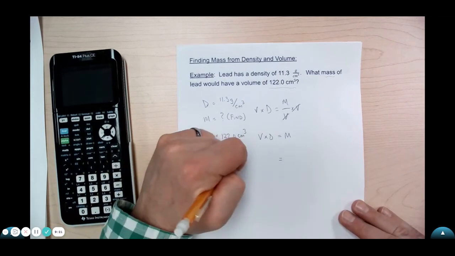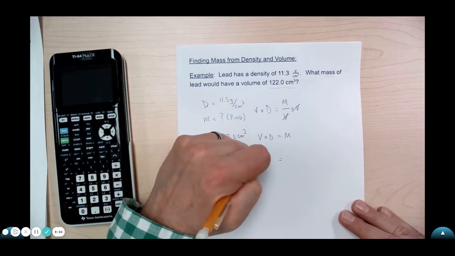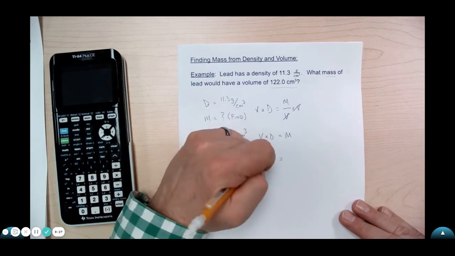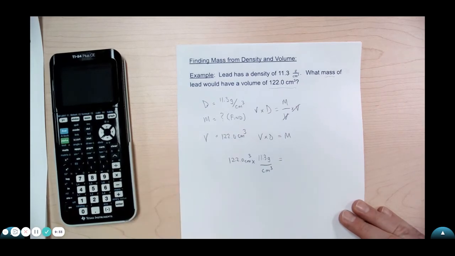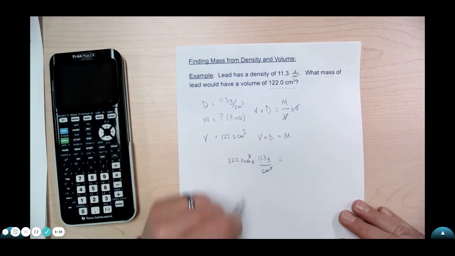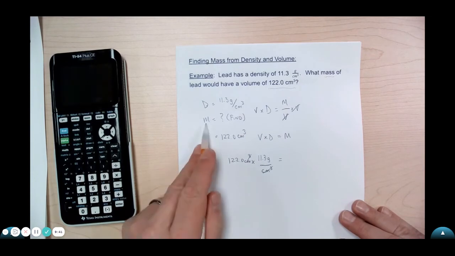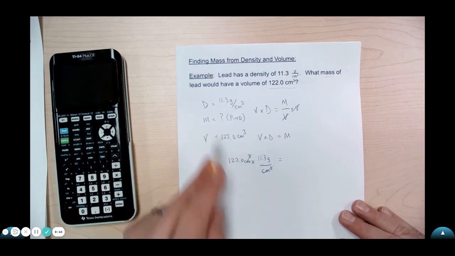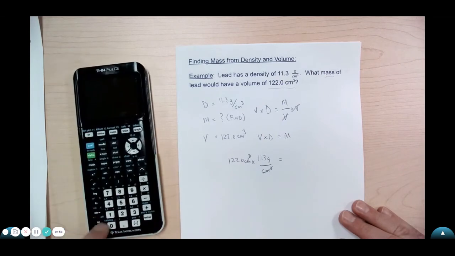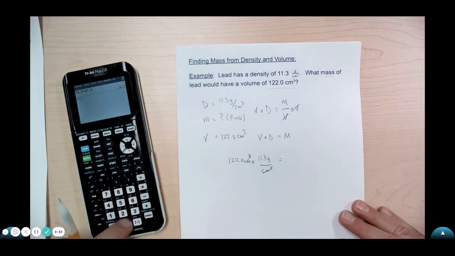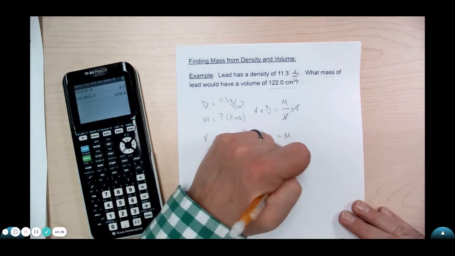So my volume was 122.0 cubic centimeters. My density is 11.3 grams per cubic centimeter, grams for every cubic centimeter, if you will. Now a good check for yourself. The unit you don't want should cancel. We want to end up with a mass, and we know masses are measured in grams, so the cubic centimeters cancel. The math says 122.0 times 11.3, which is 1,378.6.